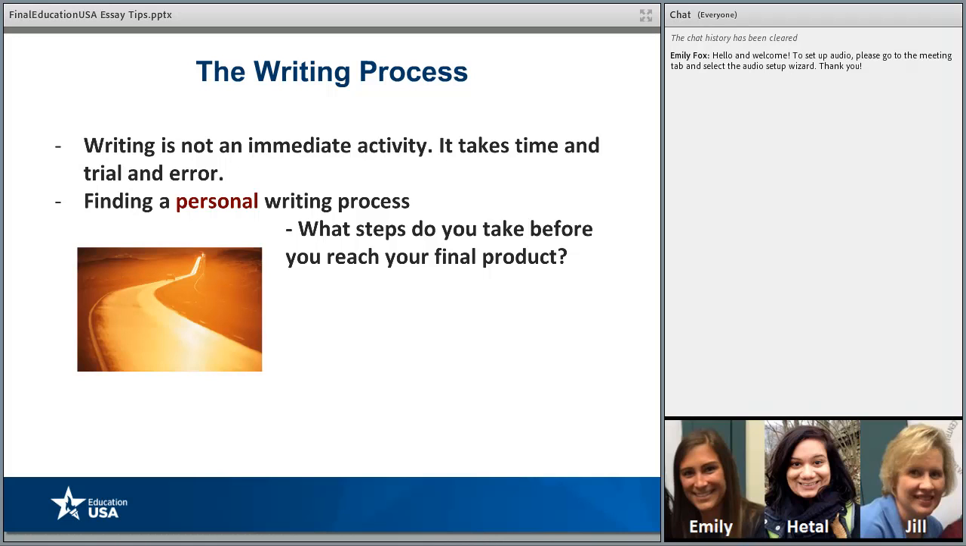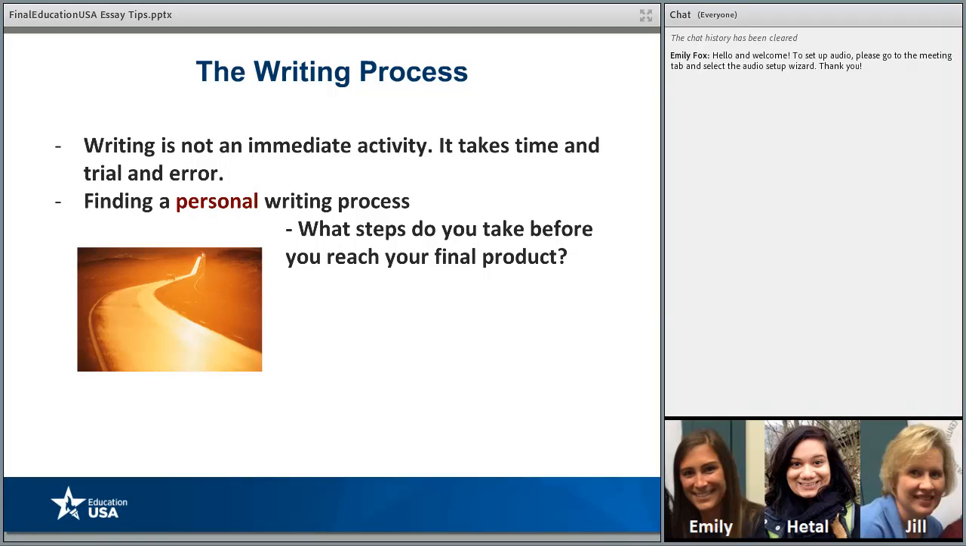But a lot of people, especially people who aren't big fans of writing, right, typically like to just do it quick and get it over with. And what you'll find, and this is true for pretty much everybody, is that the more time you spend on your writing, the better it is. I think it's pretty straightforward, right? So we like to talk about finding a personal writing process. And what that means is what works for you. What's the best way for you to write an essay?